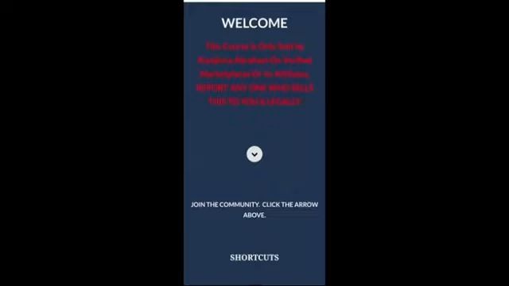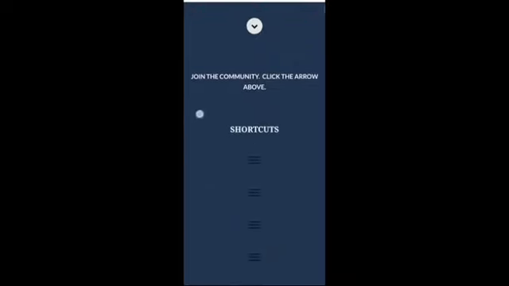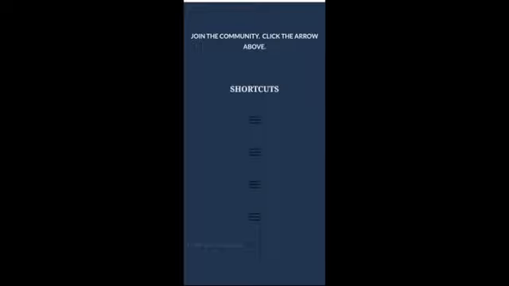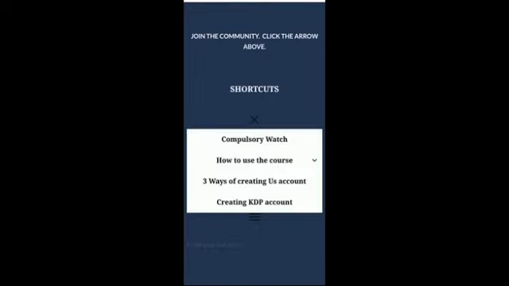So you can get the course here. Now I have some shortcuts here. If you come to this area, compulsory watch: how to use the course, 3 ways of creating US accounts. Actually, in this course you find only one way. I'm going to upload the rest too. I'm still doing my research on that.